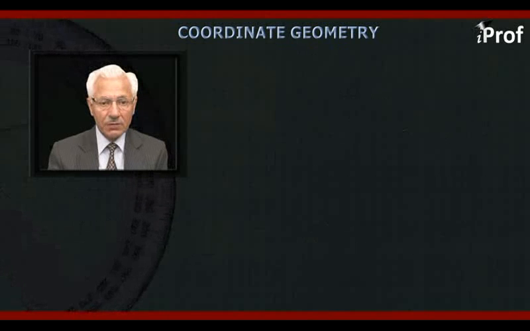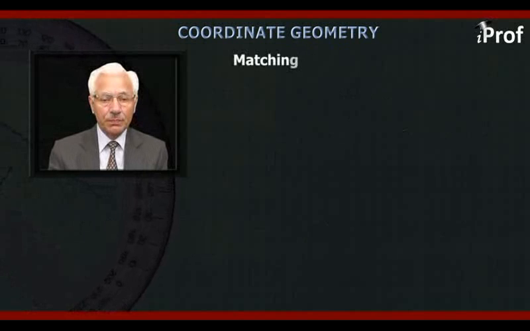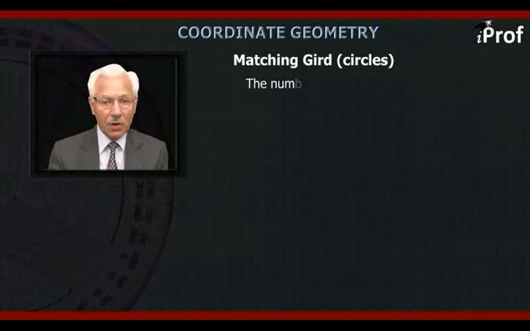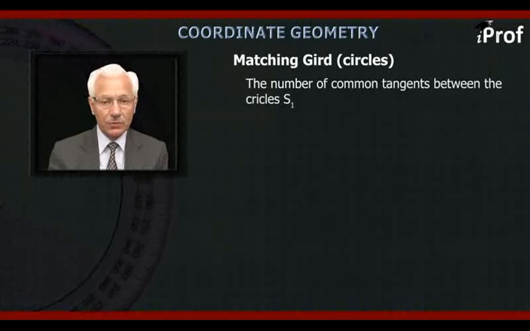is correct. In the following question, we have to match the sentences on the left and their answers on the right. The questions on the left are: the number of common tangents between the circles S1 equal to 0 and S2 equal to 0 are.